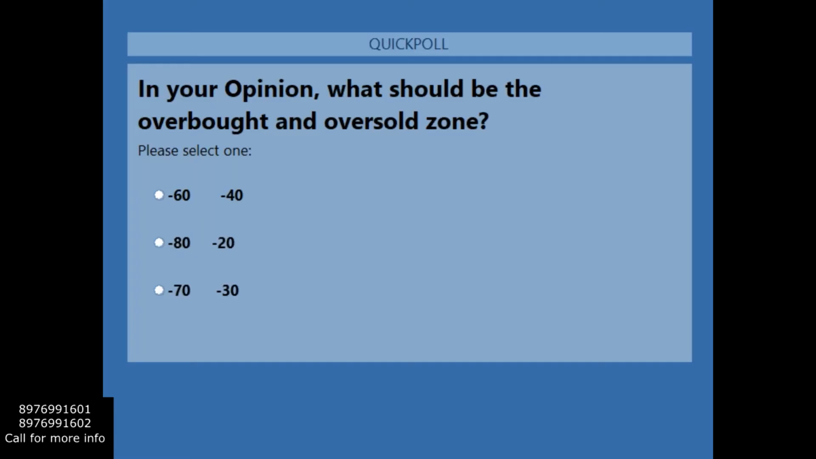And the question for the poll is, in your opinion, what should be the overbought and oversold zones for William percentage R? And the options you receive here are -60, -40, -80, -20, and -70, -30. So you can quickly vote. Here I can see almost 60% have voted. So we'll wait for 10 to 20 seconds so that most of you can vote, and then we'll move forward with the poll.